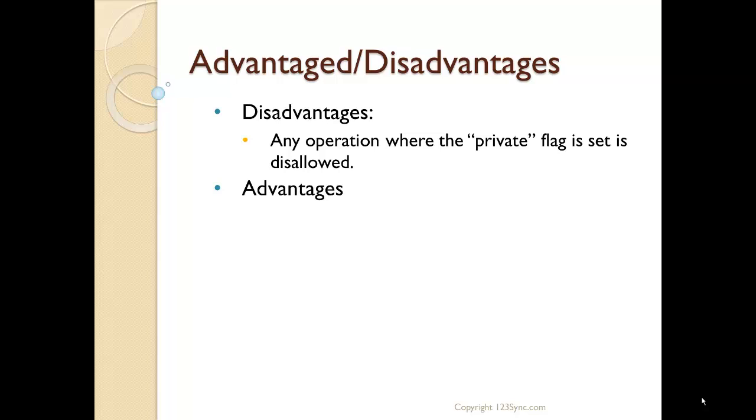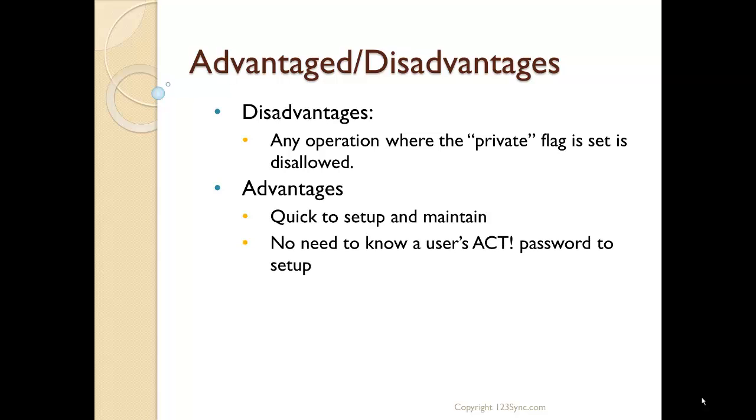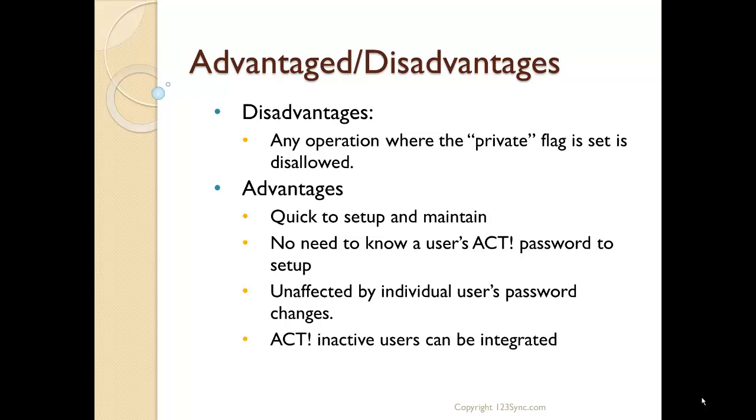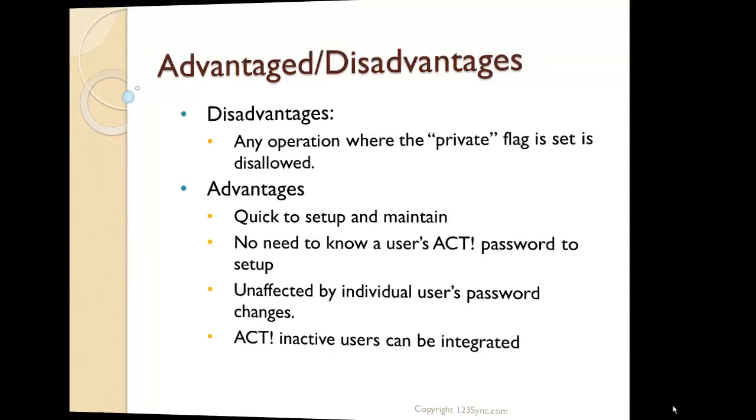The advantages of universal login are that it is quick to set up and maintain. One universal login, and that's it. There's no need to know an ACT user's password to set up. You just put it in, and that's it. And it is unaffected if the individual ACT user changes the password. 123 Sync will continue syncing. And in this version, you can also integrate inactive ACT users. We use that for quite a few different scenarios, which we'll be explaining later.